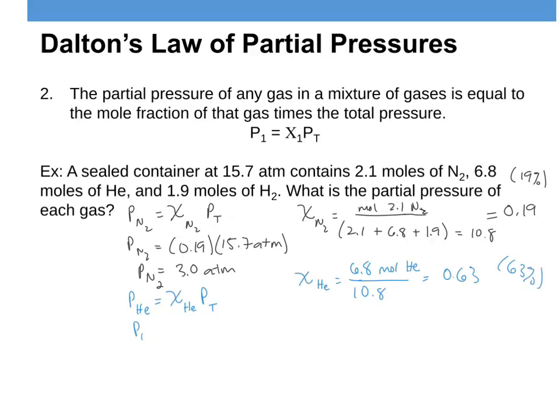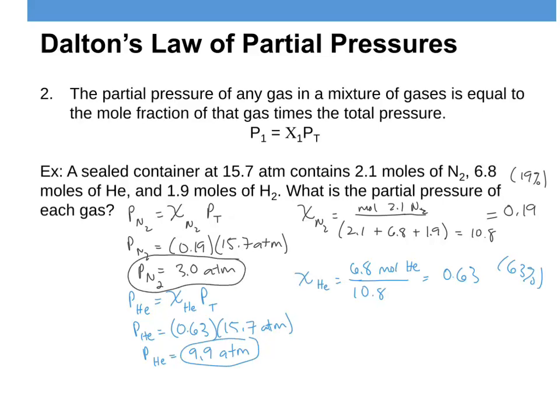So then I go back over here, my partial pressure equation. So 0.63 is what I just solved for my mole fraction. The total pressure is still 15.7 atmospheres, which means my partial pressure of helium is going to be 9.9 atmospheres. So I've solved that one. I've solved the nitrogen one.